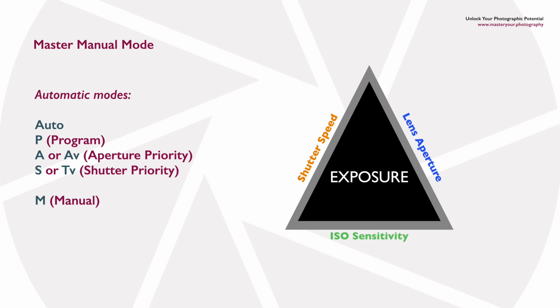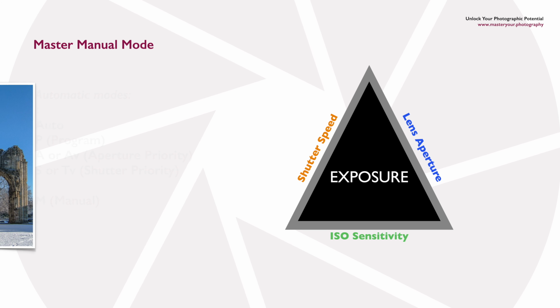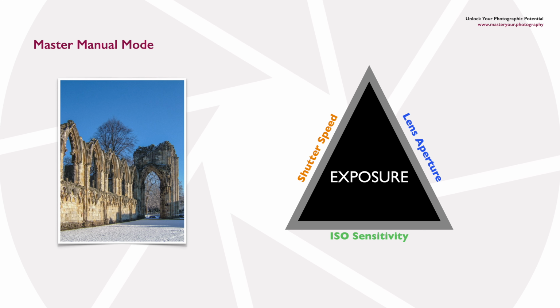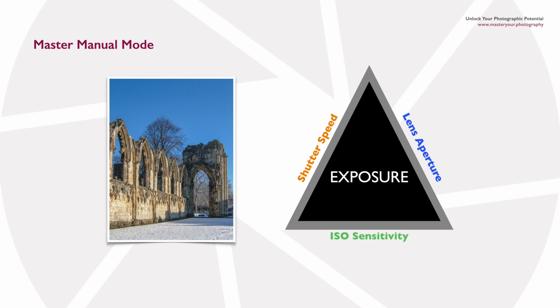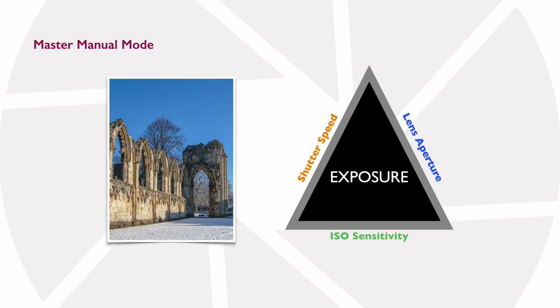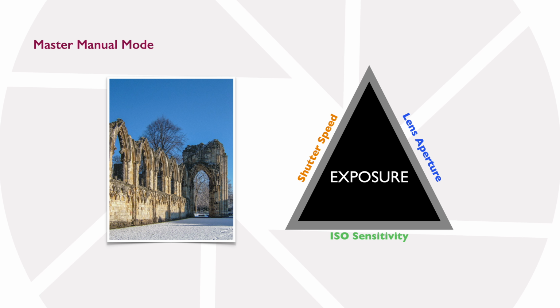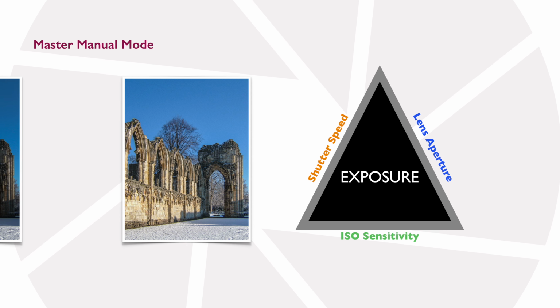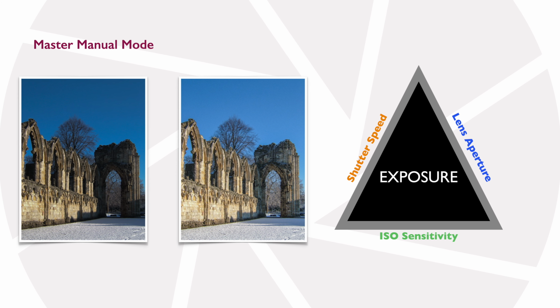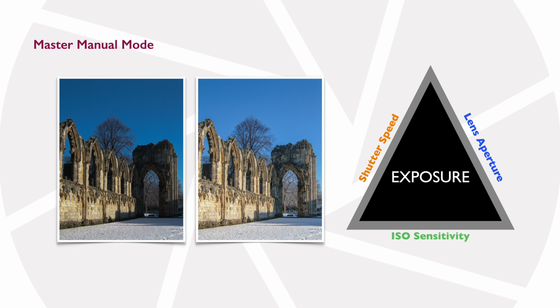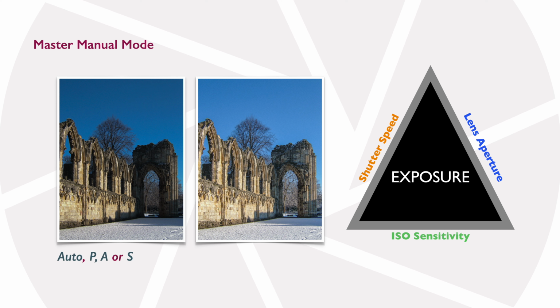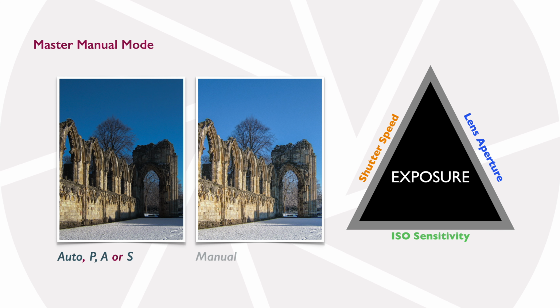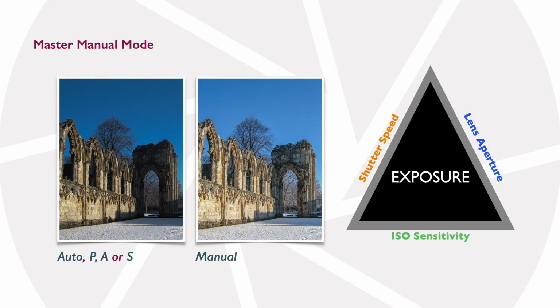Let's take a look at a typical scene where the automatic modes might just get it wrong. Something such as this, where we've got white snow on the ground, we've got some very light coloured stonework and a fairly bright sky. Now, the automatic modes are going to interpret this scene and try to make it an 18% grey. If you want to understand why it works on 18% grey, we have another video on the exposure triangle, which would be worth watching after you've seen this one.